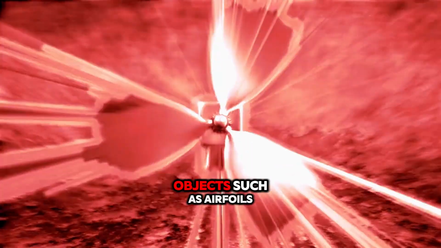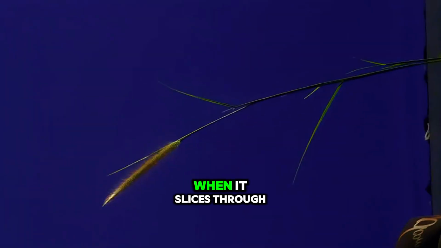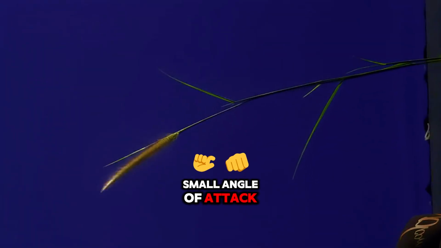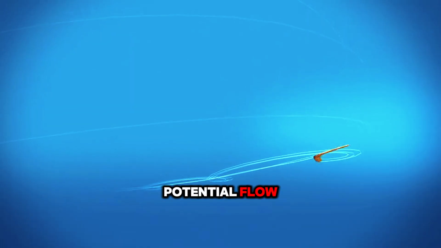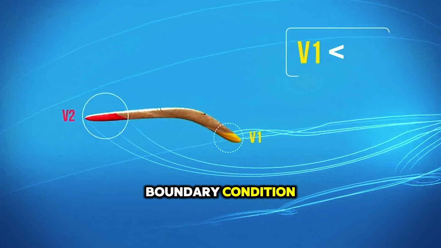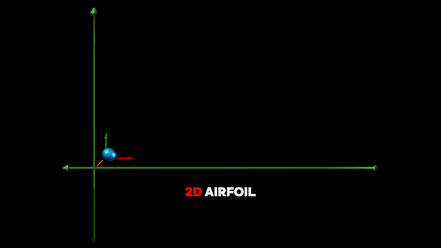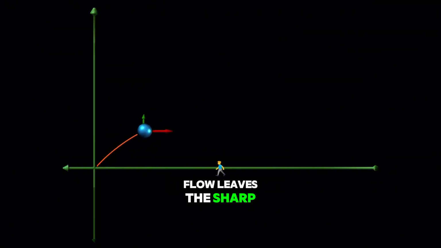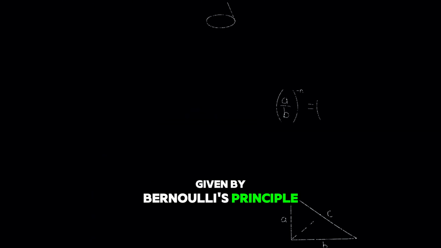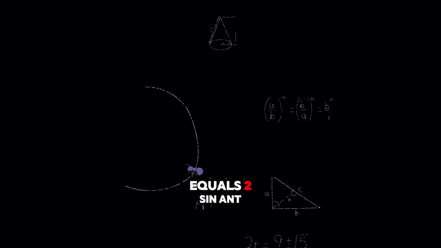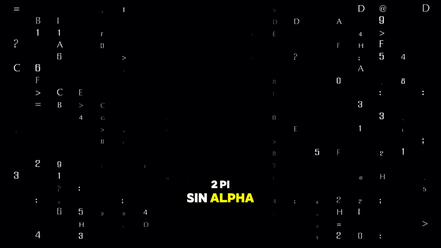A special class of objects such as airfoils may reach a steady state when it slices through the fluid at a small angle of attack. In this case, the inviscid flow around an airfoil can be approximated by a potential flow satisfying the no-penetration boundary condition. The Kutta-Joukowski theorem of a 2D airfoil further assumes that the flow leaves the sharp trailing edge smoothly, and this determines the total circulation around an airfoil. The corresponding lift is given by Bernoulli's principle and the Blasius theorem: C_L = 2π sin α and C_D = 0.